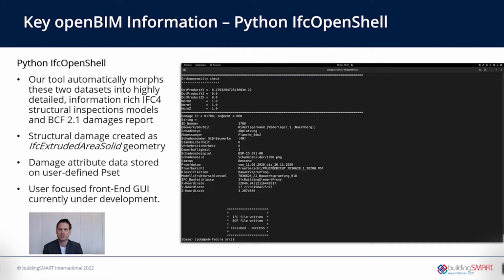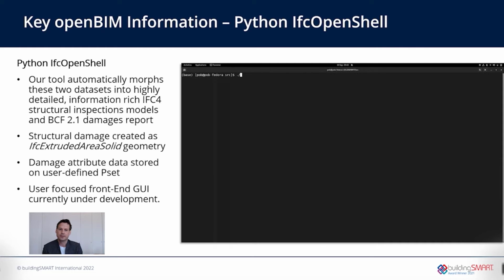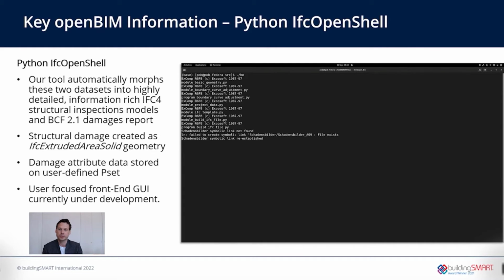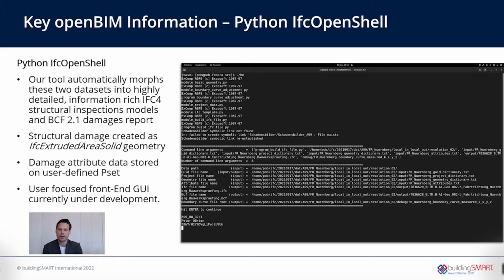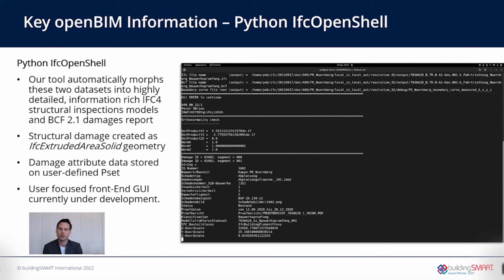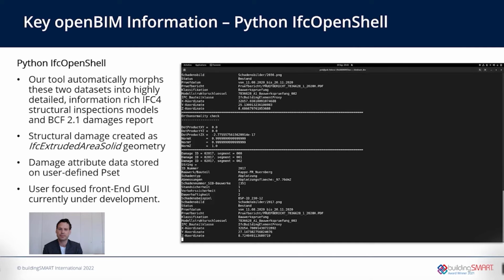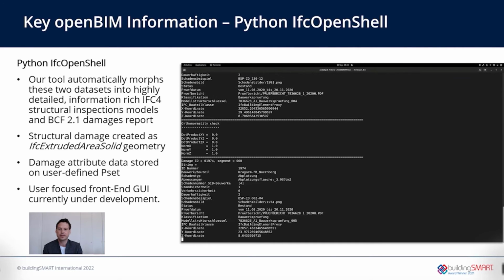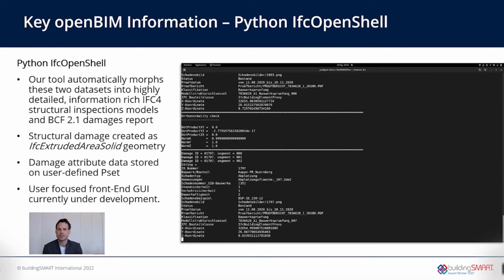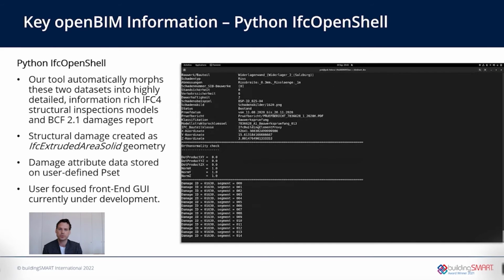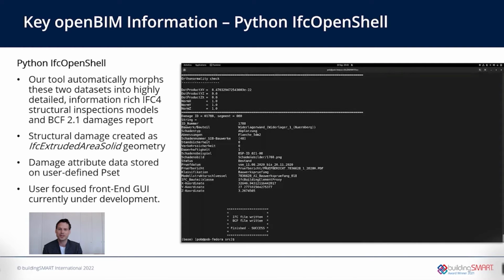The damage attribute data is then stored on a user-defined Pset. At the time we submitted our technology in the buildingSMART 2021 International Awards, our tool existed only as a headless back-end function. However, we've since been developing a graphical user interface that will allow the end user to manage the creation of their own BIM models. The entire process, which will include their own attribute and entity mapping, should be online in the coming months.